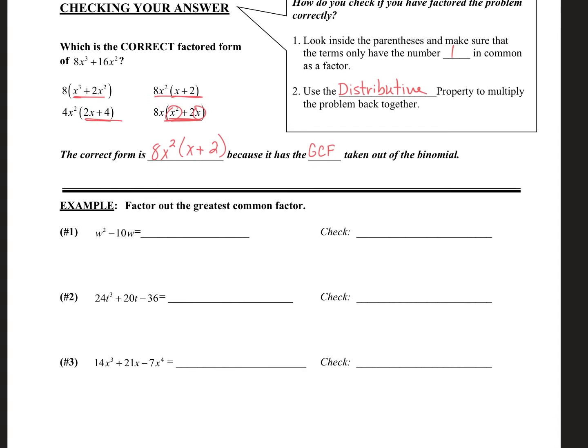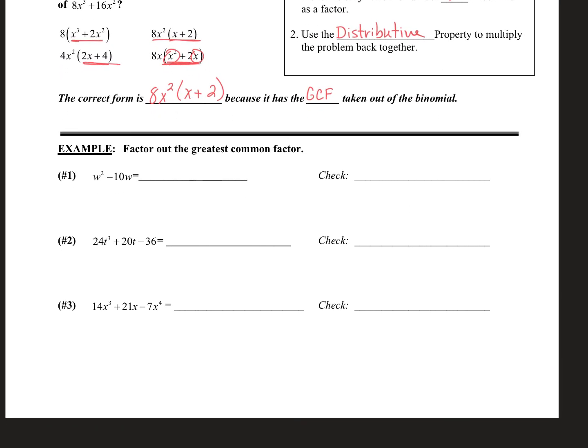So the last part of the notes here, we just have 3 examples, and we're going to factor out the greatest common factor. So we have w squared minus 10w. All right, the greatest common factor for that is just going to be w. And then if we divide each term by w, w squared divided by w is w, and negative 10w divided by w is just negative 10.